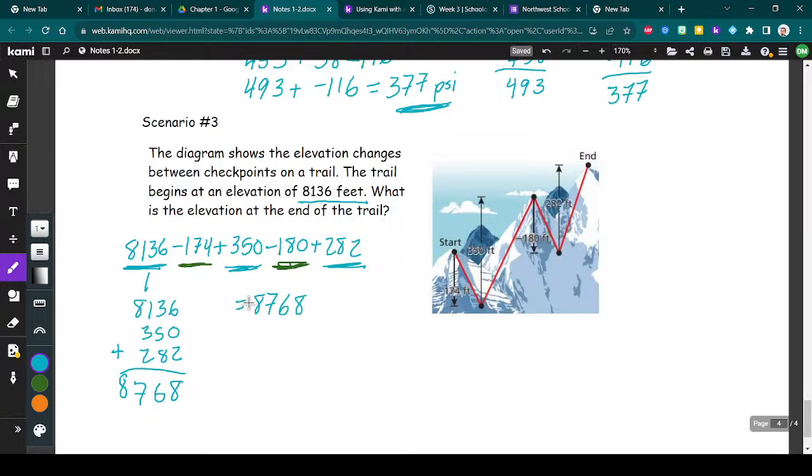And so we have a positive 8,768. Then, on the other hand, we have the negative 174 plus negative 180. Since those are the same signs, we can just add those values. 4 plus 0 is 4, 7 plus 8 is 15, carry the 1. 1 plus 1 plus 1 is 3, so we have a negative 354.